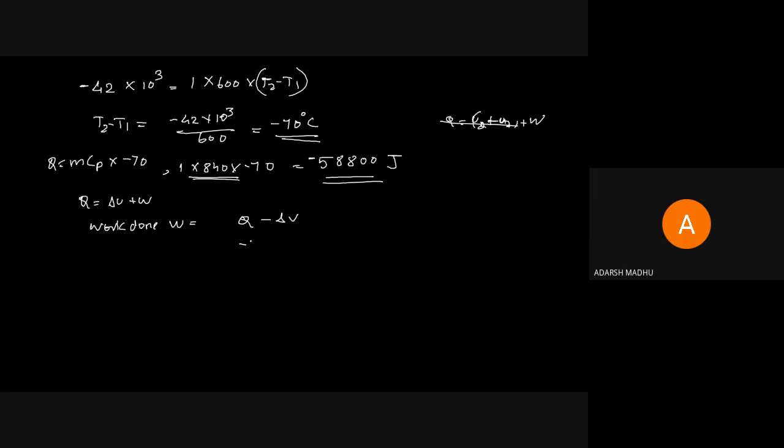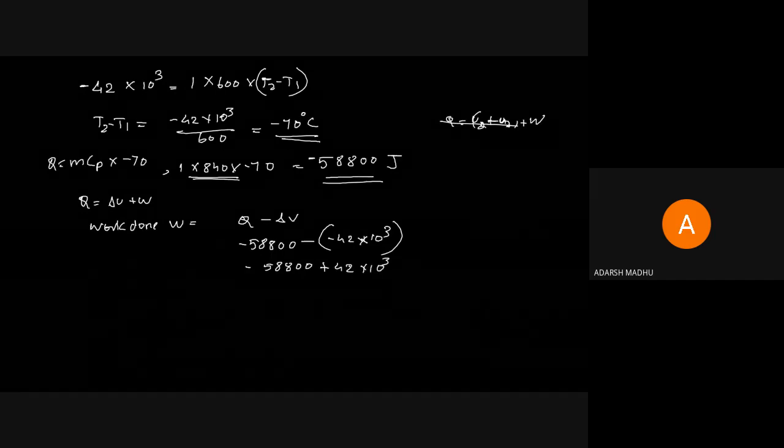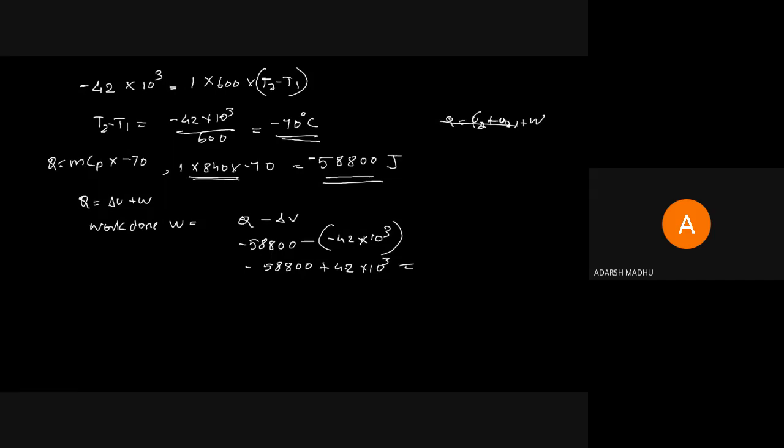Q is given as minus 58800, minus delta U, that is minus 42 into 10 raised to 3. So that negative value becomes positive. So negative 58800 plus 42 into 10 raised to 3. That is 42000. So the value will be, what do we get?